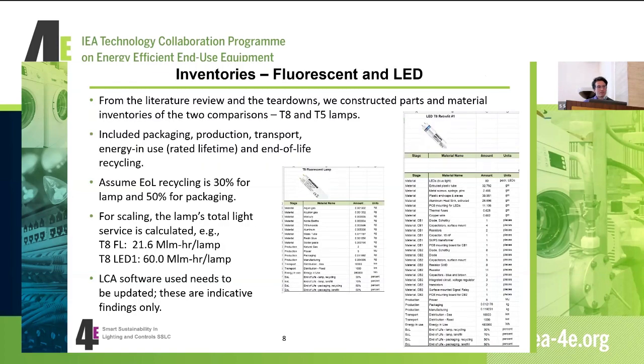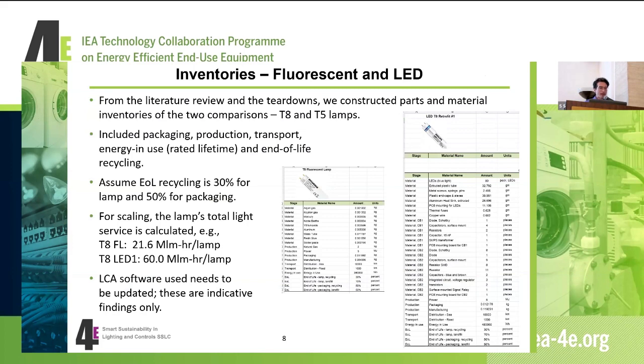So here's the inventories of the lamps. This is just two examples. We have one of these tables for each of the lamps. So all six, 3 T8s, 3 T5s. And can you actually read that? Yeah, it's kind of small, but this is the Excel spreadsheet.